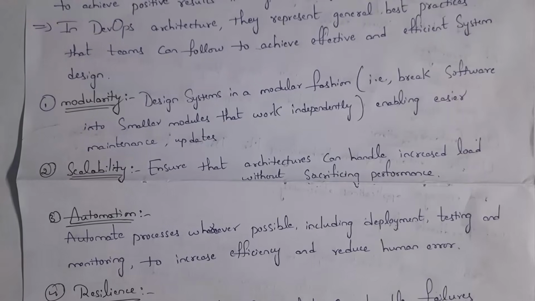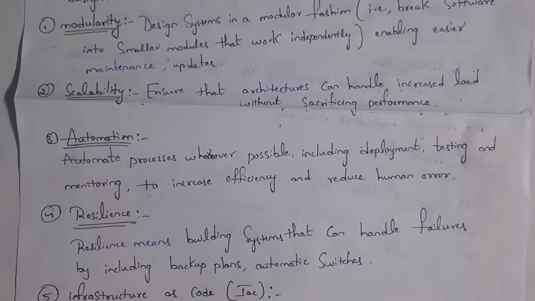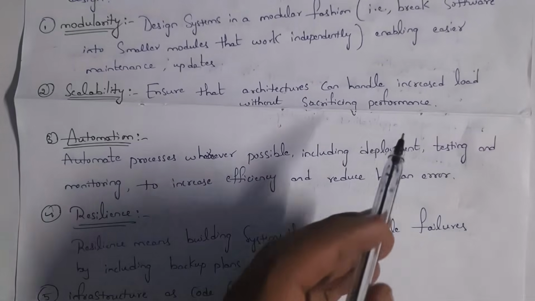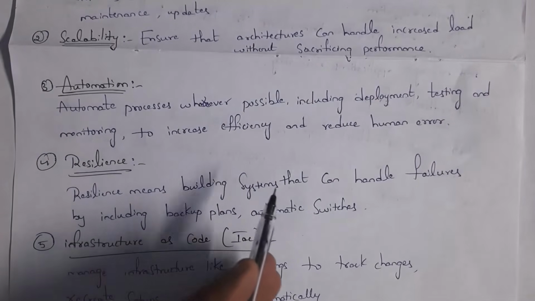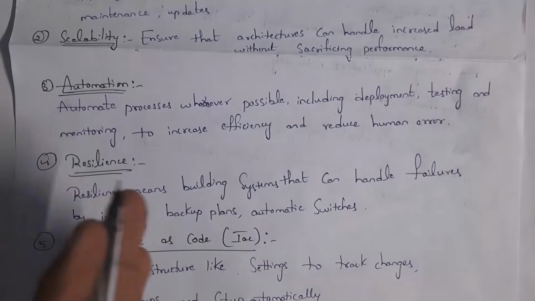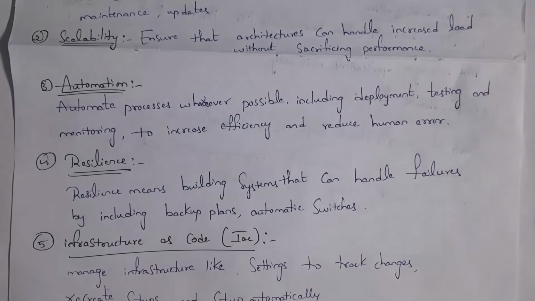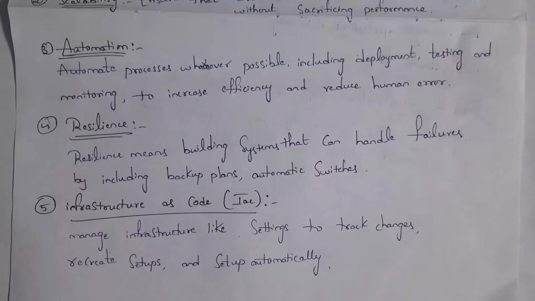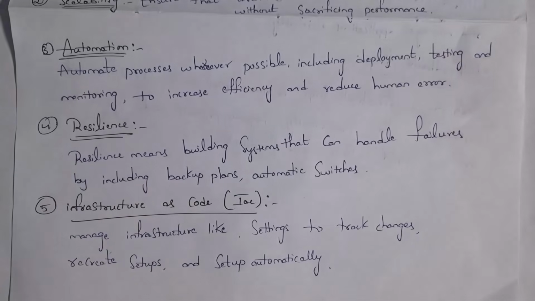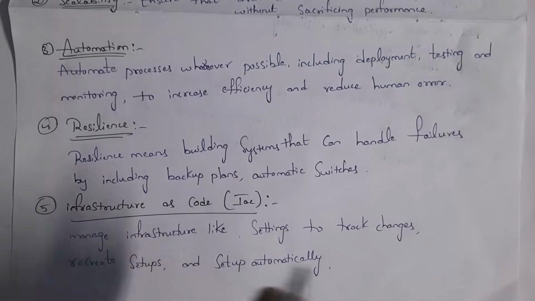Third one is automation. By using various kinds of automation tools, you can automate processes like deployment, testing and monitoring of the application. So work will complete fast and will reduce human errors. Fourth one is resilience. Resilience means building systems that can handle failures by including backup plans and automatic switches. For example, whenever your software fails, then automatically it must take a backup and then it must work properly. And fifth one is infrastructure as code. Managing infrastructure like settings to track changes, recreating setups and setting up automatically.